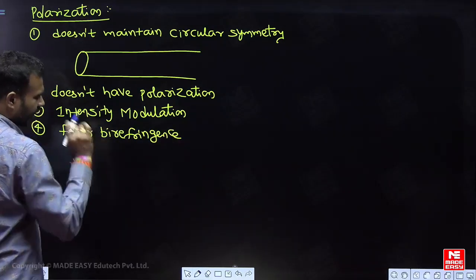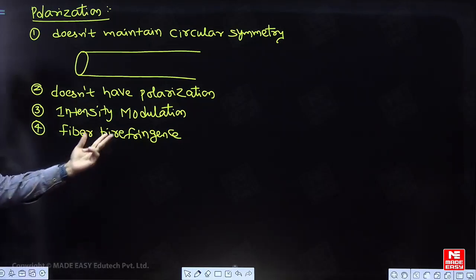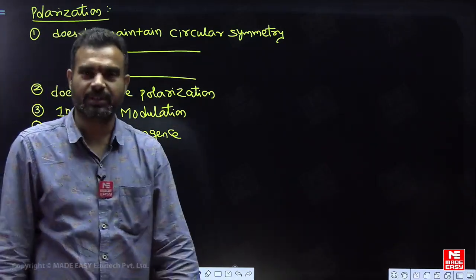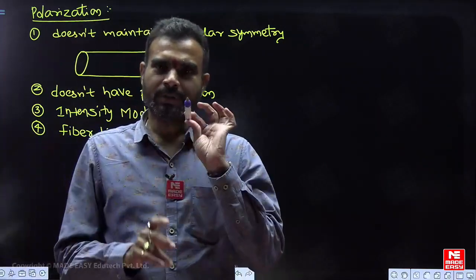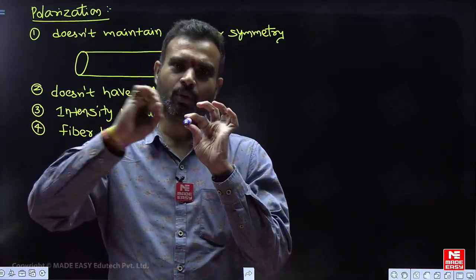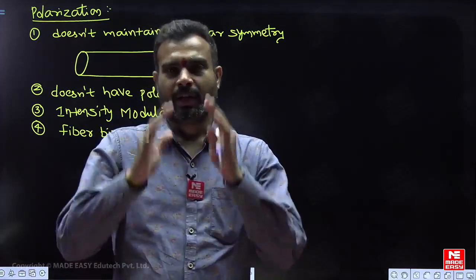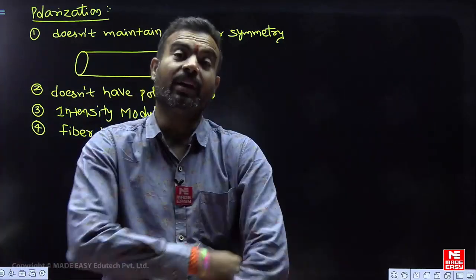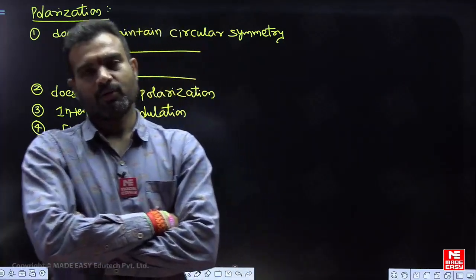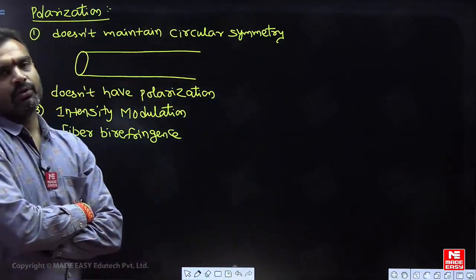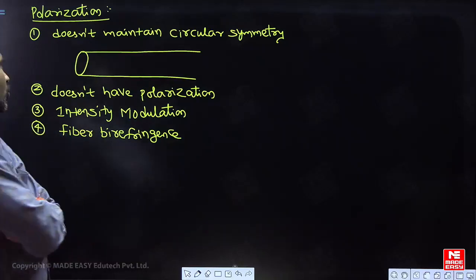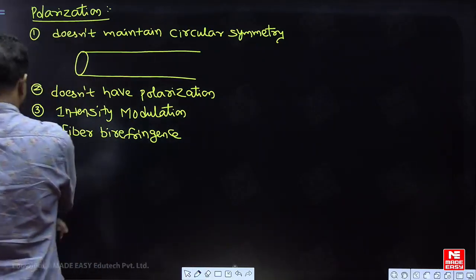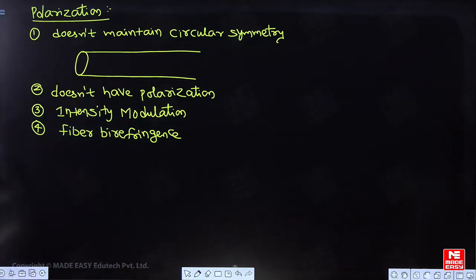The name itself indicates: bi stands for two, and refringence means one single light wave splitting into two rays. When the light is coming as a single ray and splits into two rays, that is called birefringence. So I can explain the concept right now, called the fiber birefringence concept.